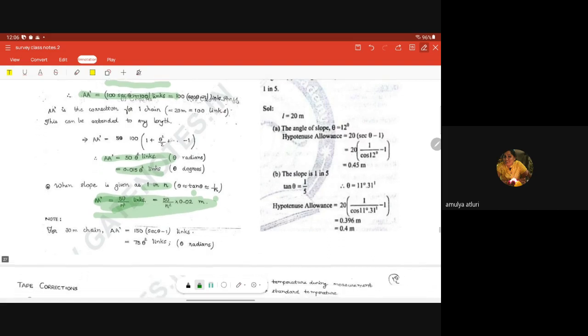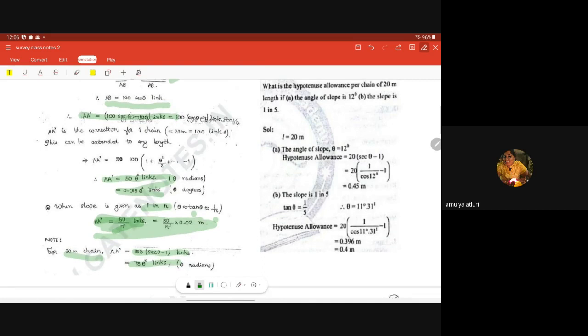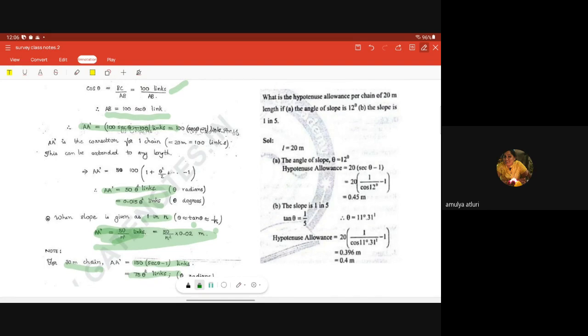If we go with a 30 meter chain, then how many links will be there? 150 links, right? Then my hypotenuse allowance will be 150 into secant theta minus 1, which is 75 theta square links. This is one of the most asked questions, so let's see one example. What is the hypotenuse allowance per chain of 20 meters length if the angle of slope is 12 degrees, and if the slope is 1 in 5?